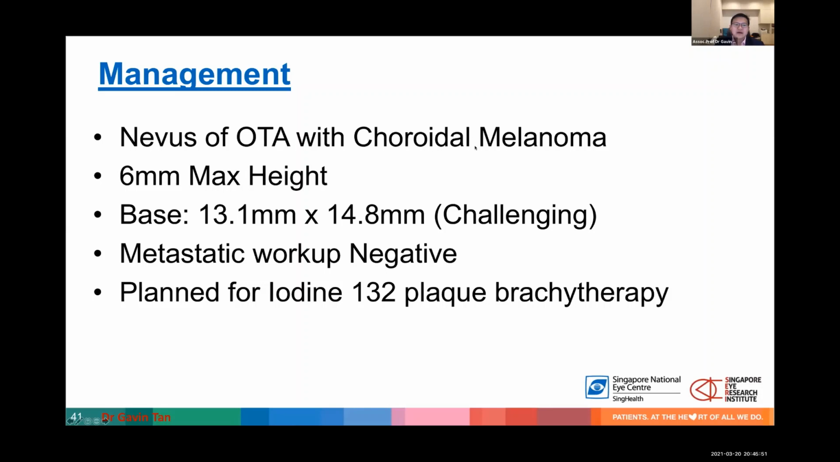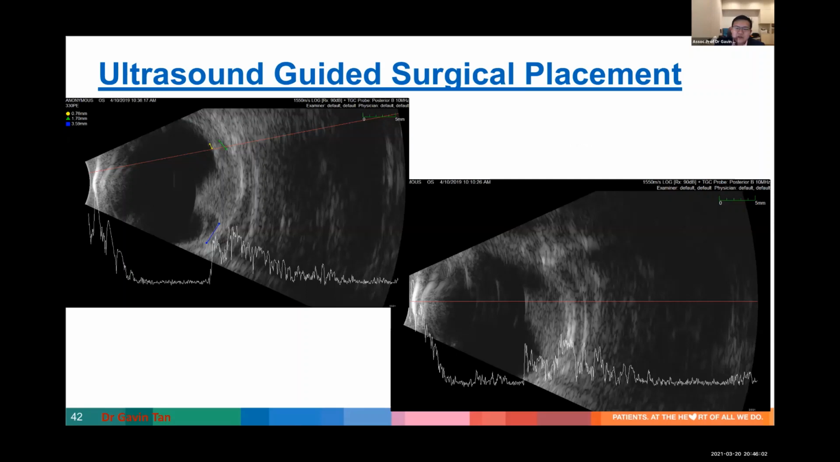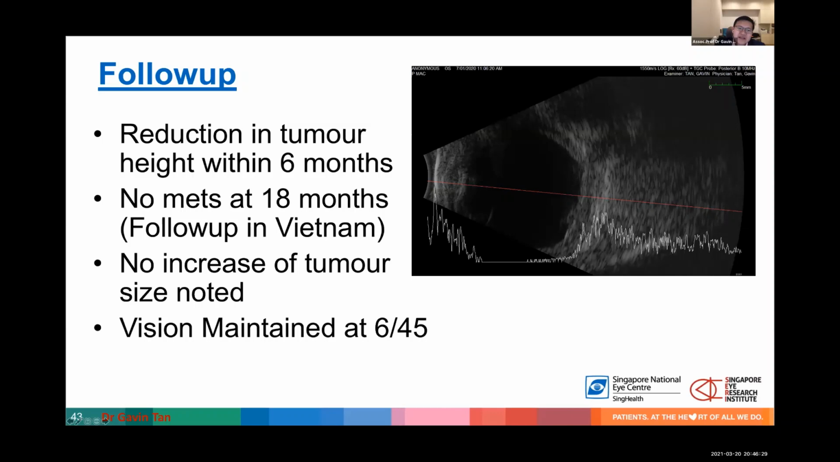The maximum height here was 6 millimeters, and the metastatic workup was negative, and she went for iodine-125 plaque brachytherapy. And in this case, as you can imagine, in the earlier video we showed the transilluminated lesion that's traditionally used as the primary means of placement. But here, the whole area of the choroid is all pigmented. So on transillumination, you really could not define the edges of the tumor well. In this particular case, ultrasonography-guided surgical placement is very, very important and very useful. And there was quite immediate reduction in the tumor height within 6 months.